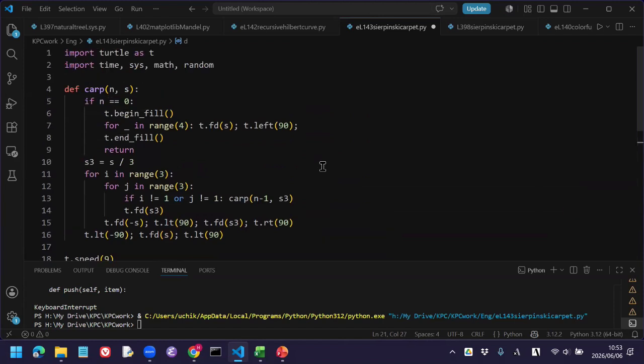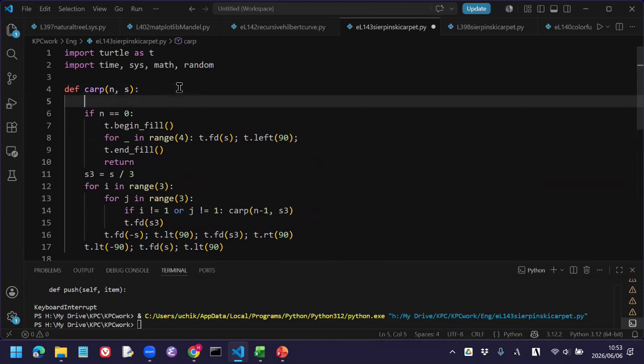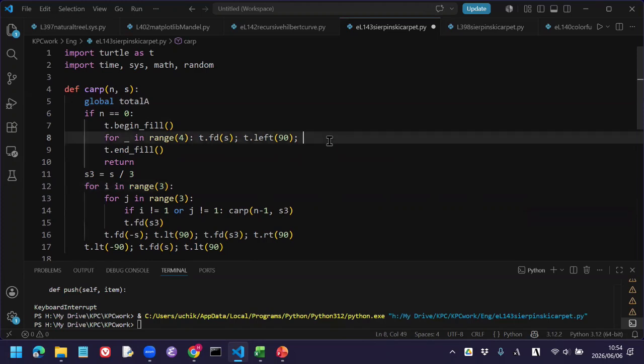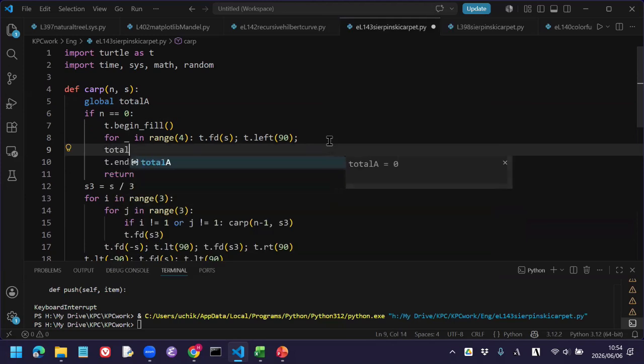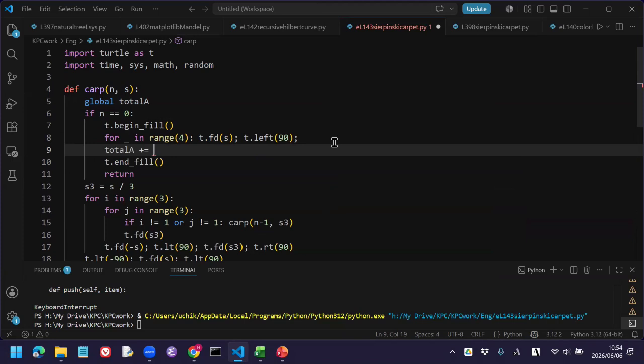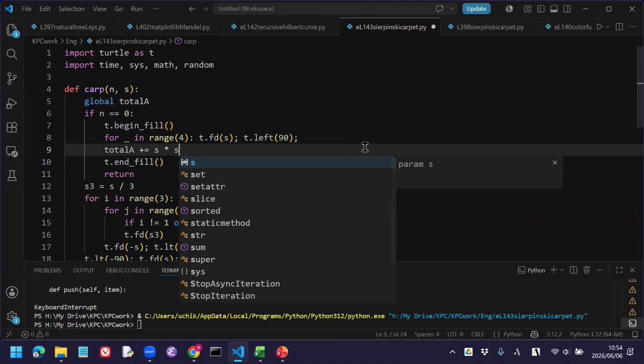And then in the carp function, we will have a global variable, which is area, total area. What's the name? Total A. Okay, sorry. Total A as global. And at each drawing here, we will do total A plus equals, yeah, the new square's area is S squared, right? So we will add this.